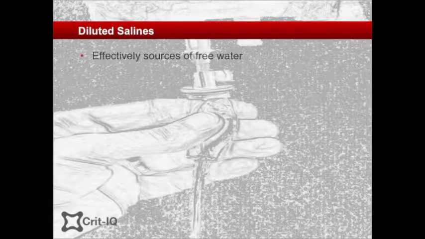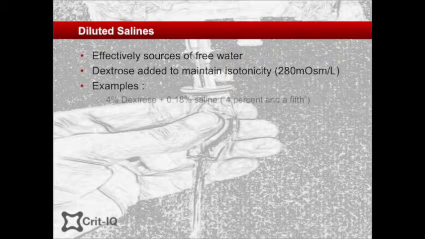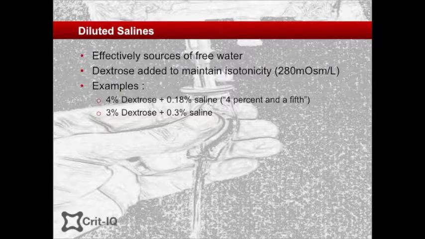Diluted forms of saline are available. Similar to 5% dextrose, these fluids are sources of free water with varying concentrations of electrolytes. To remain isotonic with blood, they are mixed with dextrose solutions so that their effective osmolality is around 150 milliosmoles per litre. Examples include 4% dextrose with 0.18% saline, otherwise known as 4% and a fifth, or 3% dextrose with a third normal saline.